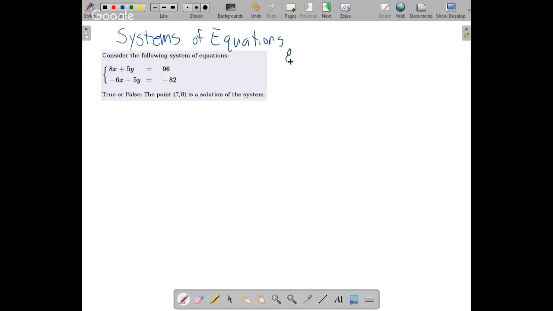So 8 for the first one times 7 for x plus 5 in that first equation times 8 for y is supposed to equal 96. Okay, so we're plugging in this x value and this y value into that first equation. 8 times 7 on a good day is 56, and 5 times 8 is 40, and 56 and 40 is 96. So yes, it does make the first equation true.